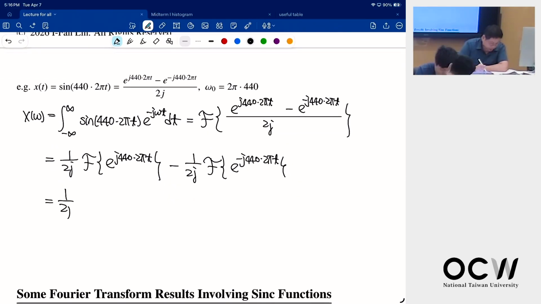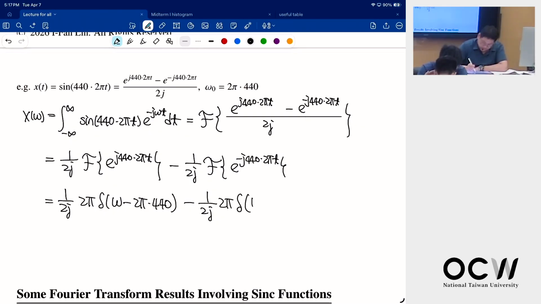So here we have 2 pi delta function, omega shifted by 2 pi times 440. And second one, 2 pi delta function, omega shifted to the left by 2 pi times 440. So you can see that a_1 is 1 over 2j, and a_minus 1 is minus 1 over 2j.